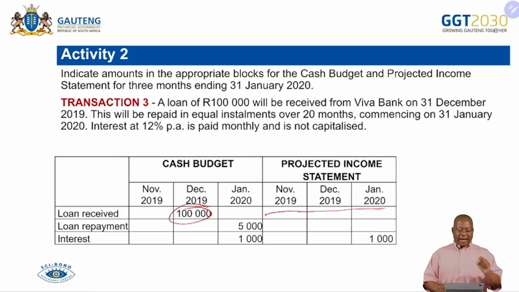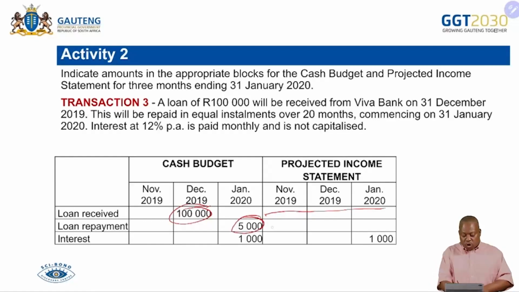And if we are paying 100,000 in 20 months, it means we are dividing it by 20 and getting 5,000. So per month, how much are we paying? 5,000 every month. Starting when? January. So there's no payment in November, no payment in December. We start paying in January. But is a loan repayment an expense? No, it's not. So it is going to affect our cash budget, but it's not going to affect our projected income statement. Good.